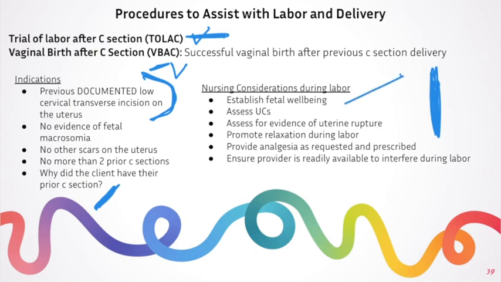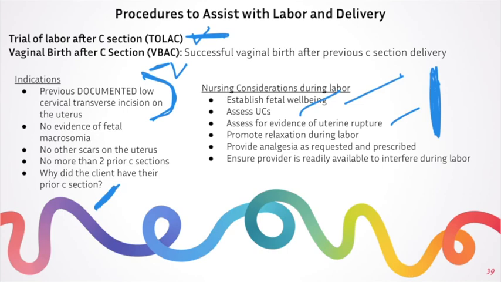Always establish fetal well-being, always assess contractions, and assess for uterine rupture. And how do you know that? When somebody's uterus has ruptured, their uterus looks different. It's not the round pregnant belly you're used to seeing, because when the uterus ruptures, the baby goes outside of the uterus and is now in the abdominal cavity. Babies can die very quickly.